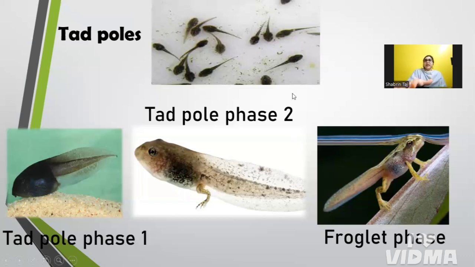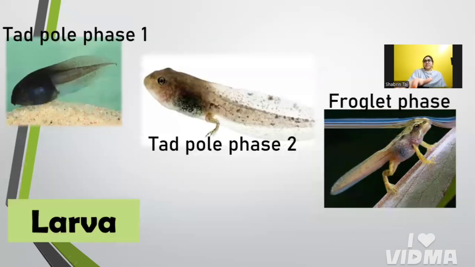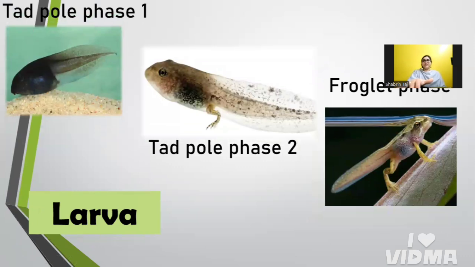These three phases are called the larval stage. When the frog is going through phase 1 of the tadpole, phase 2 of the tadpole, and the froglet phase, all three phases are called what? The larval stage of the frog. After laying eggs and after fertilization, it forms the tadpole. That stage is called the larval stage.